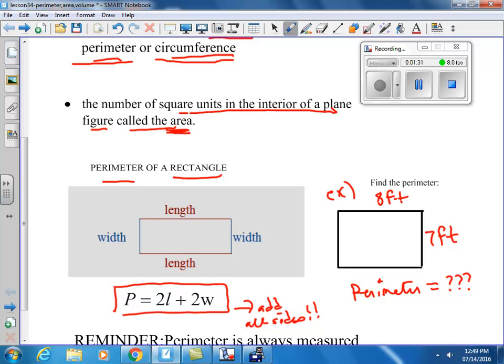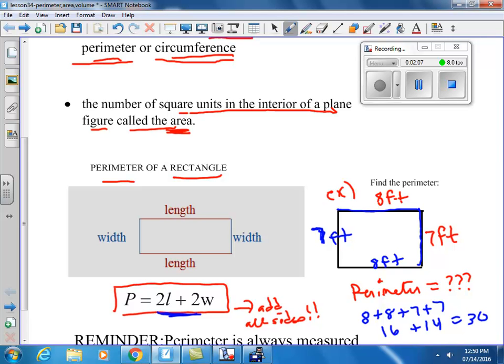So let's take a look at this example. It says find the perimeter. Well, this is 8. If it's a rectangle, then this side must also be 8 feet. And if this is 7, then this side must also be 7. And then if you're going to add all the sides to get the perimeter, then you're looking at 8 plus 8 plus 7 plus 7. That's 2 8s plus 2 7s, so that's where you see 2 lengths plus 2 widths. But then we're looking at 16 plus 14, which clearly makes 30.